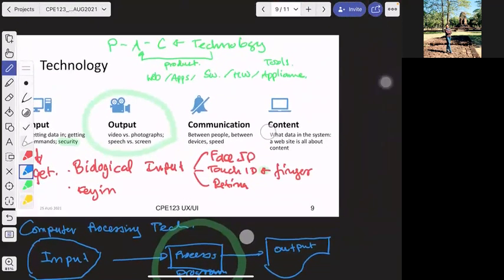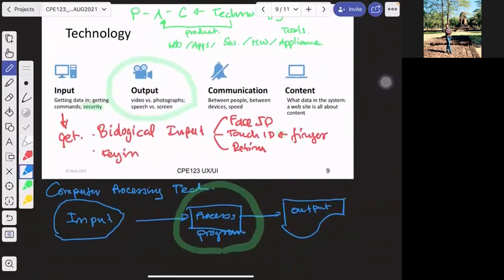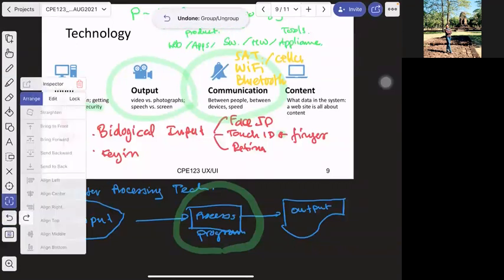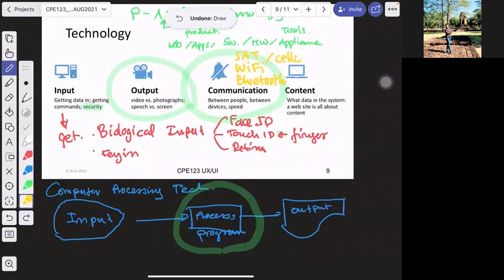Along the way, there are communications between devices, for example, Wi-Fi, Bluetooth, or even satellite, cellular, mobile network.